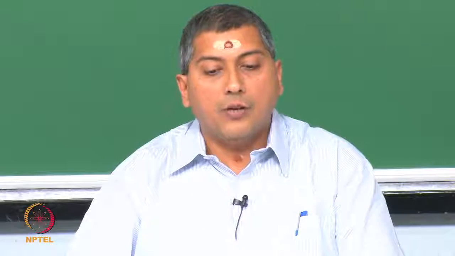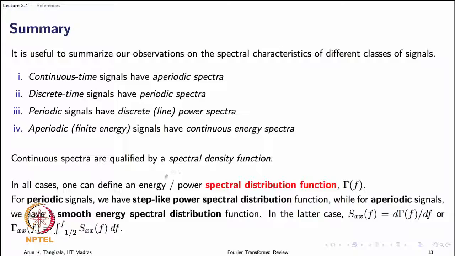So, as I mentioned here, continuous spectra are qualified by a spectral density function. Now, finally, you should also know that in all cases you can always think of a spectral distribution function like the probability distribution function or the mass distribution function in mechanics. For periodic signals, this spectral distribution has a step like shape. Essentially, the spectral distribution function is going to give me the amount of power contained in all the frequencies from minus infinity up to that frequency. So, let me just explain that to you.